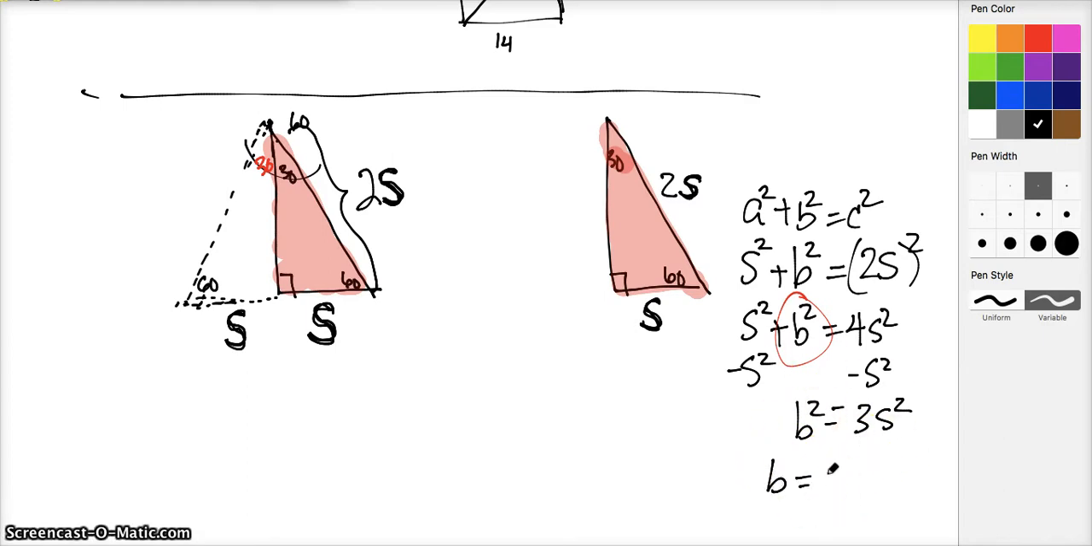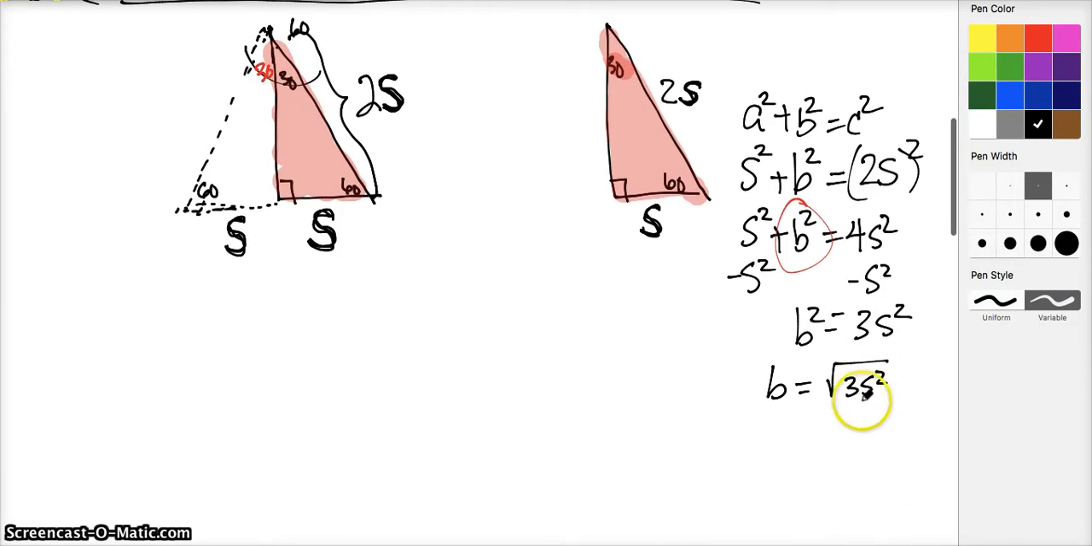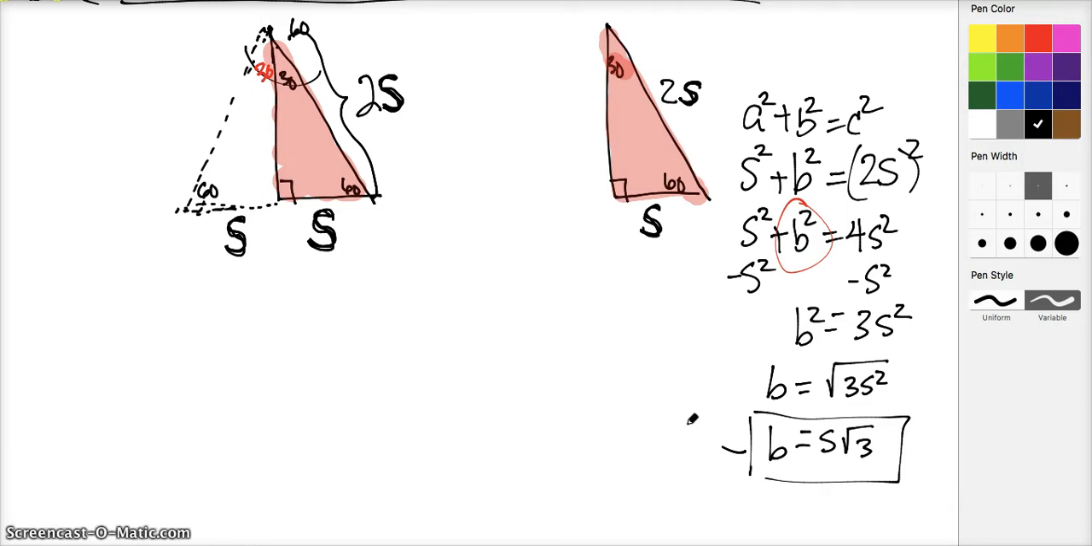Hold on now, take the square root of both sides. B is equal to the square root of 3S squared. We can simplify that a bit by taking the square root of S squared, and we get S. So S root 3 is the value of B. Did you hear how I made that rhyme? I was feeling good about myself right there. All right, so this right here would be S root 3.